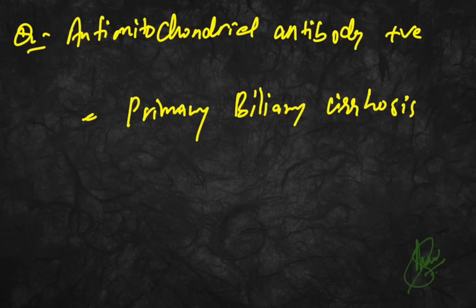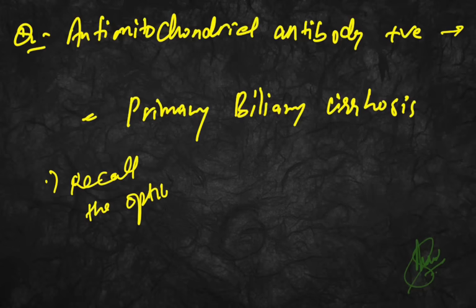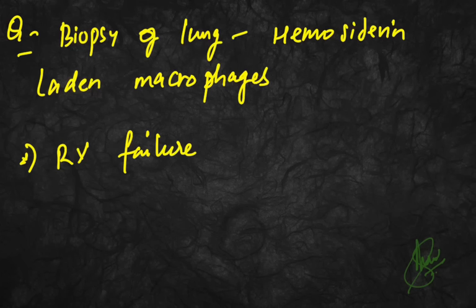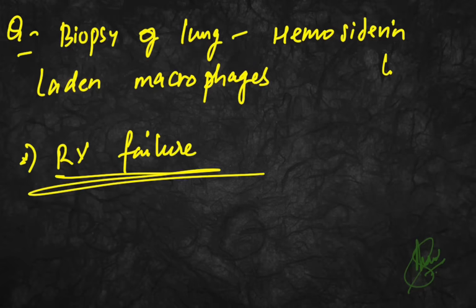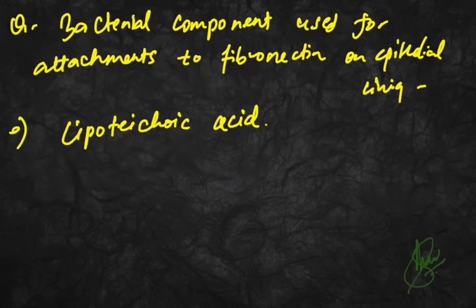Antimitochondrial antibody is positive for which of the following conditions? See, I can't recall the options. If you can recall the options, please recall and tell me the options. But the answer is primary biliary cirrhosis. Biopsy of lung shows hemosiderin-laden macrophages. The diagnosis will be right ventricular failure.